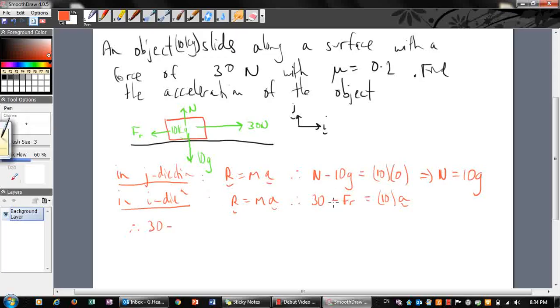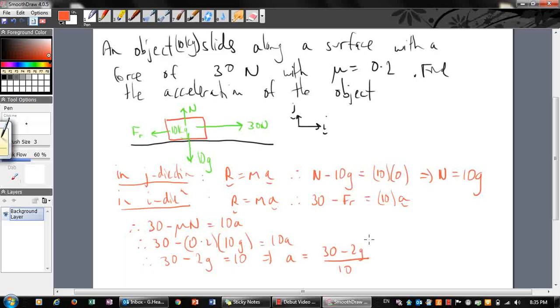So that's 30 minus, our friction force is mu times N, equals 10A. Therefore, 30 minus, now mu is 0.2. And normal force we worked out up here was 10G equals 10A. This is 30 minus 0.2 times 10, so that's minus 2G equals 10A. Therefore, A is equal to 30 minus 2G over 10. Now remember, G is just 9.8, and so that is your answer.